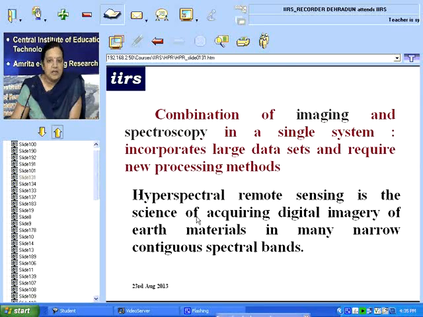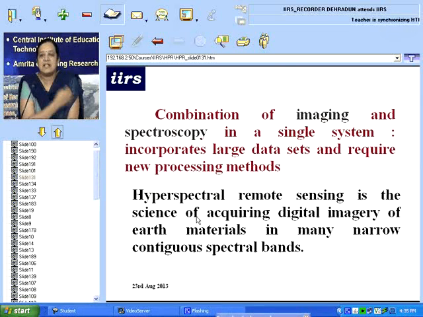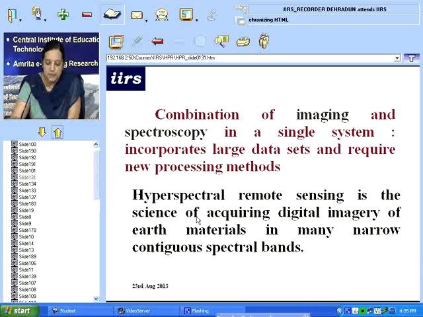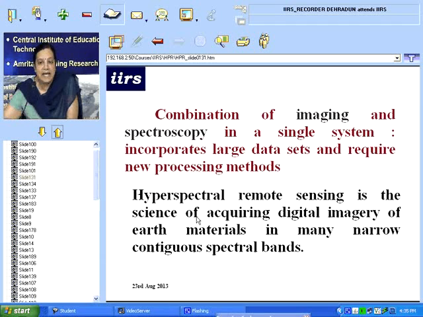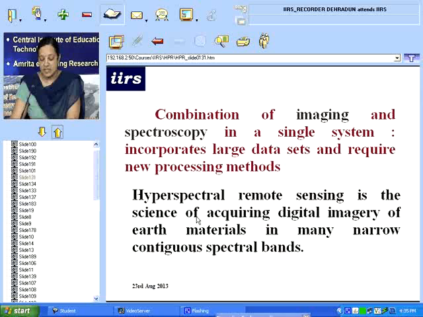So here, hyperspectral remote sensing is basically a combination of imaging and spectroscopy into a single system. It's an imaging device and a spectroscopy, because if you remember, spectroscopy means studying the interaction mechanism of the energy in a very, very narrow sampling interval and across the entire spectrum. So we get larger data sets, and since we have a large amount of data, we definitely require new processing methods to process these kinds of data.